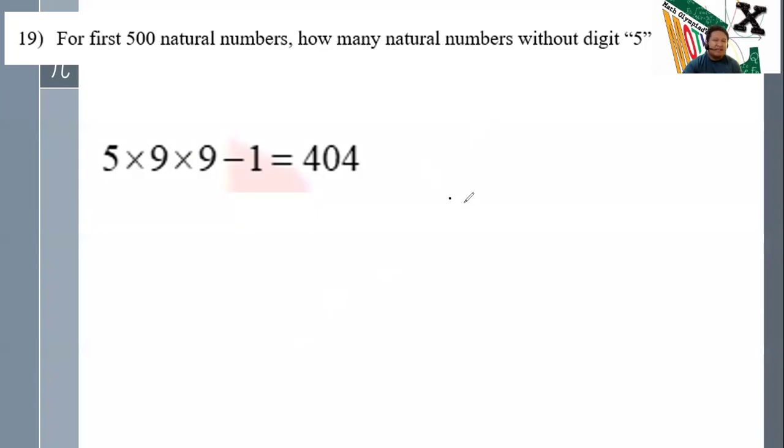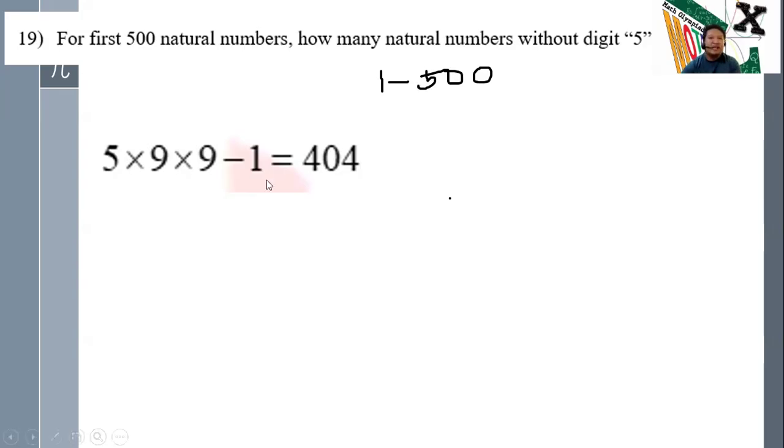How did that happen? Because we're trying to find how many natural numbers without digit 5. Take note, the first 500 natural numbers are 1 to 500. Among those numbers, the question is, how many don't have a digit 5 in them? How do we solve for that one?